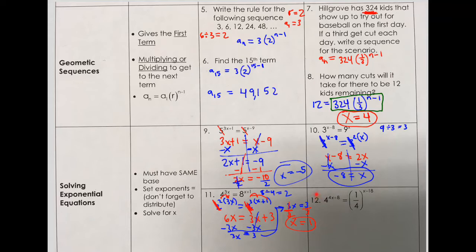Moving along to number 12. All right, so again, we're looking at our bases. That's a 4, and then the base here is a negative 1/4. Okay, and so we want to have a base that matches. Both bases have to be the same on each side of the equal sign.